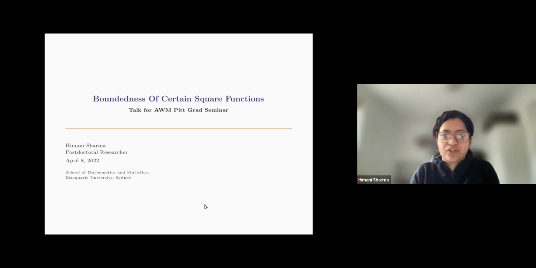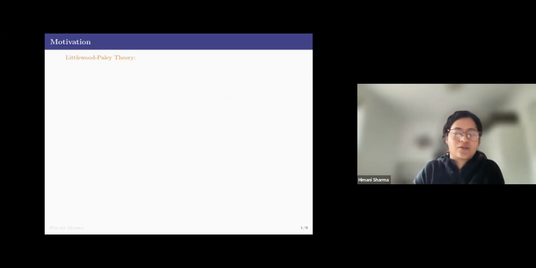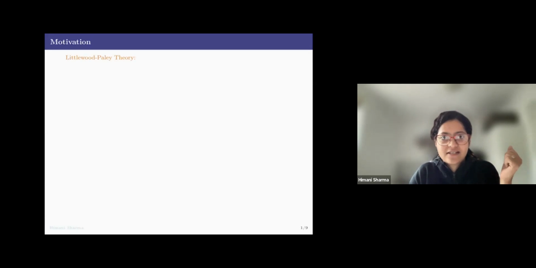So moving on to that, before I actually state what the result is, I would like to give you a little bit of motivation of why one would like to study square functions. Square functions have very fundamental importance in analysis, especially in the theory of complex functions and the theory of Fourier transform. But I would like to give a motivation in the theory of Littlewood-Paley.